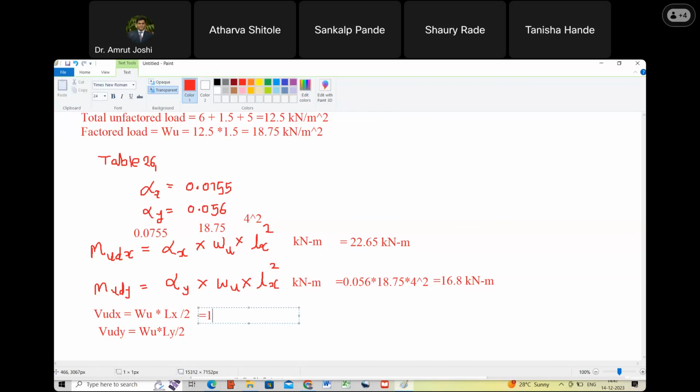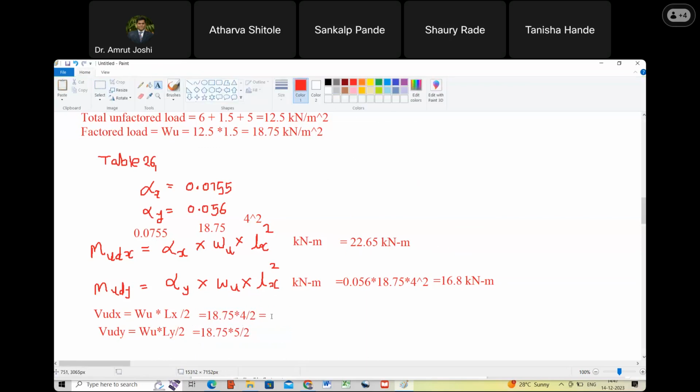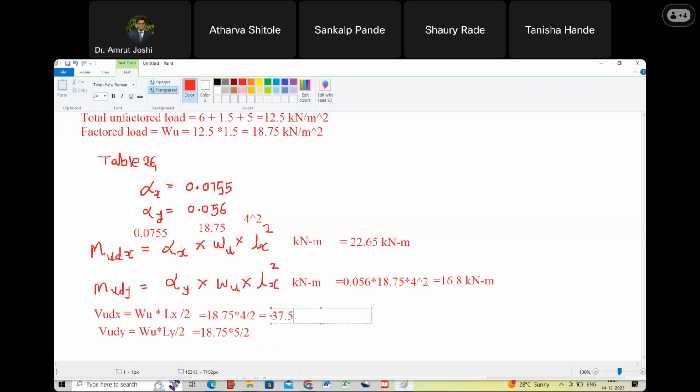How much is Wu? 18.75 into Lx, how much is that? 4. This divided by 2 is equal to, tell me how much is that? And how much is this? Sir, Vu dx is 37.5 kilonewton. And how much is this? It is 46.875 kilonewton.